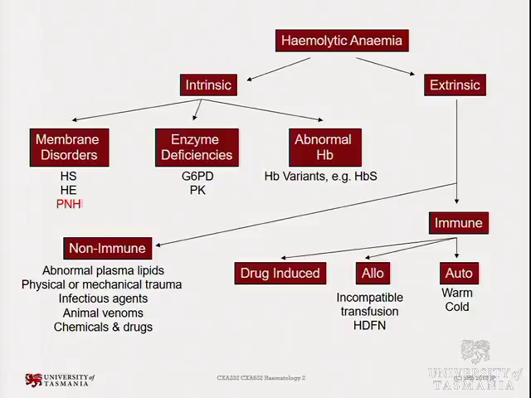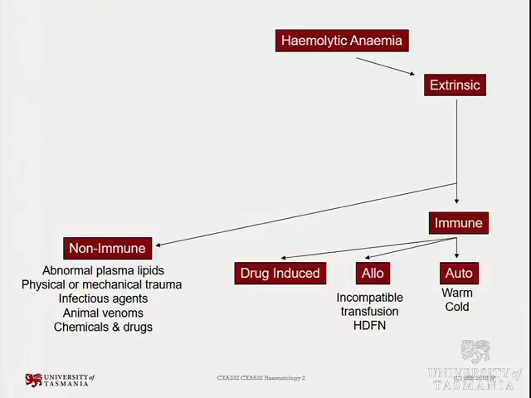So again, just to remind ourselves of where we are, we've talked about all of the intrinsic hemolytic anemias. Now in this final presentation we're going to be talking about the extrinsic causes of hemolytic anemias. You can see that they are subdivided into immune and non-immune. Immune means that there is some sort of antibody involvement, and non-immune means it's nothing to do with antibodies, it's some other mechanism. So again, it's looking at the etiology.